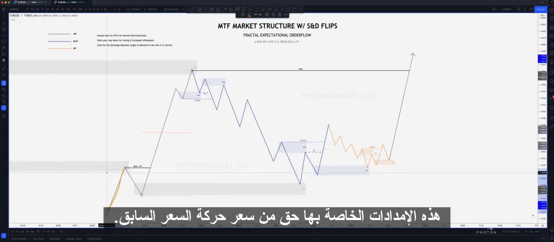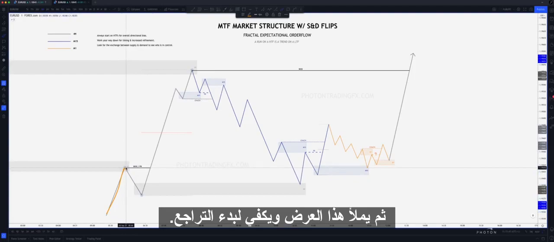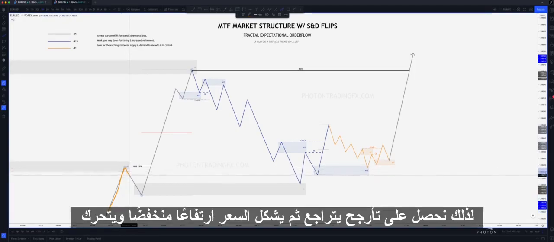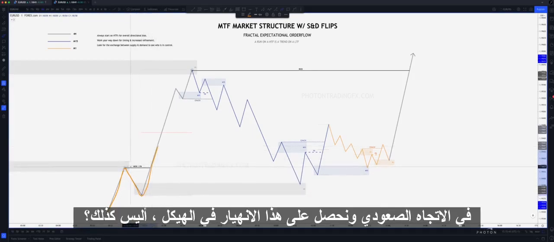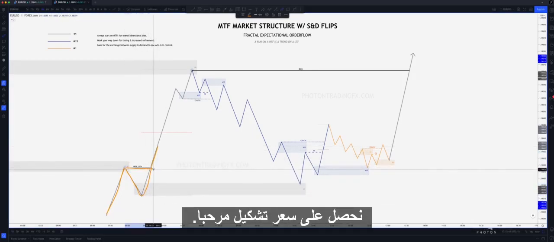So we come up into this old supply zone, right, from previous price action. Price then fills up that supply, and it's enough to initiate a pullback. So we get a swing pullback, and then price forms a higher low, and it moves to the upside, and we get that break of structure, right? We get price forming a higher high.